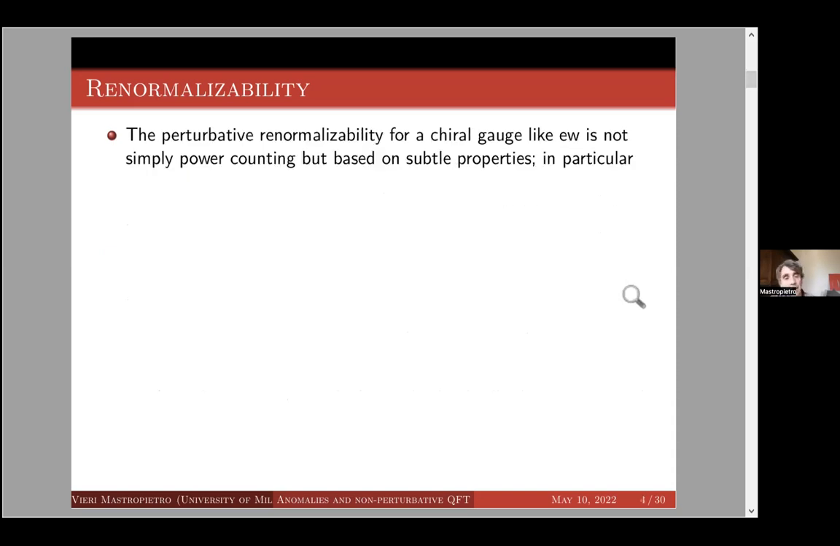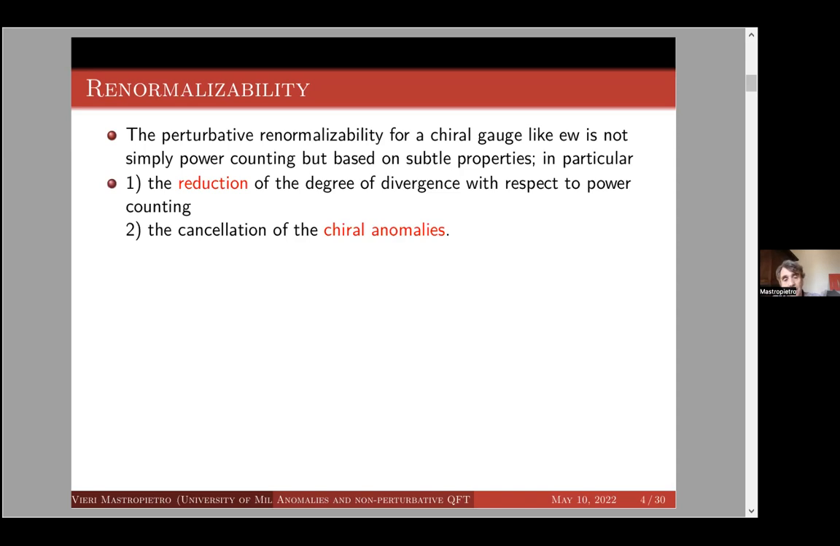In particular, maybe everyone knows, I don't know the background of people here, that for a theory like Phi-4, you can have a criterion of renormalizability just by what is called power counting. You look at the divergence degree of integrals, and then you have a criterion for renormalizability. But this is not true for gauge theories, and it's very subtle for chiral gauge theories. In particular, you need two properties, which are the main topic of this talk.